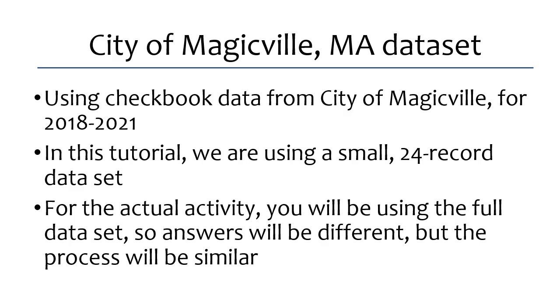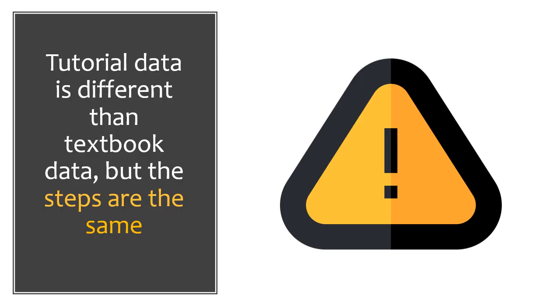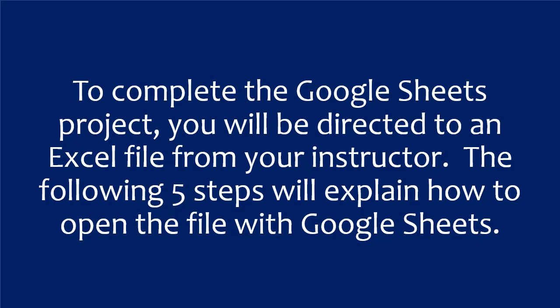For the actual activity, you will be using the full dataset, so your answers for the activity requirements will be different, but the process will be similar. The tutorial data is different than the textbook data, but the Excel steps are the same. To complete the Google Sheets project, you will be directed to an Excel file from your instructor. The following 5 steps will explain how to open the file with Google Sheets.